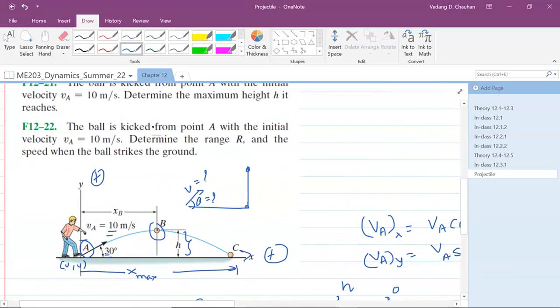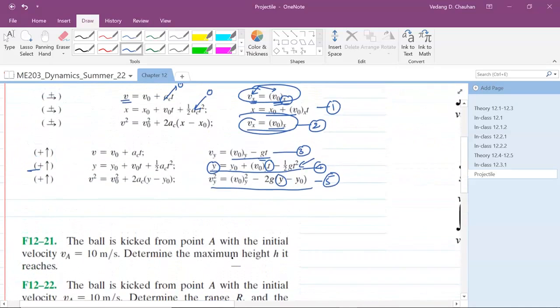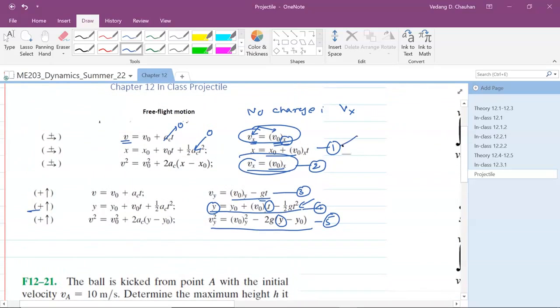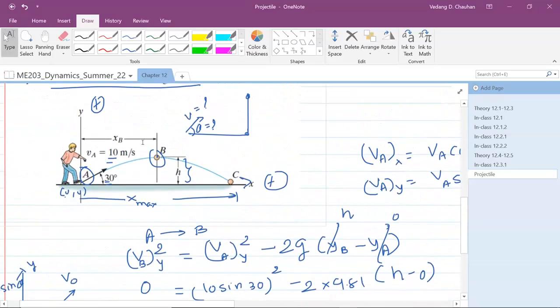Now the second problem is also related to the same graphics: determine the range R and the speed with which the ball strikes the ground. So we need to calculate how far the ball goes from A to C, the distance along horizontal motion. We will make use of this equation. However, for this equation we need time t, which we do not know. So first we will calculate how long it takes for the ball to travel from A to C.